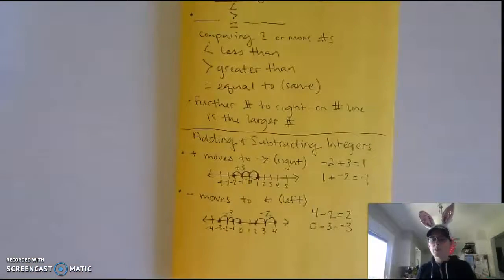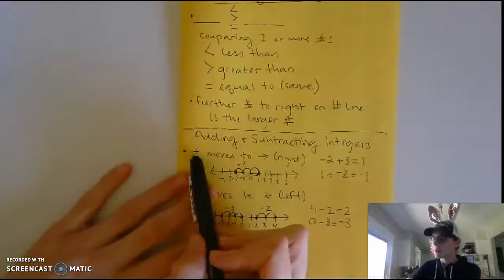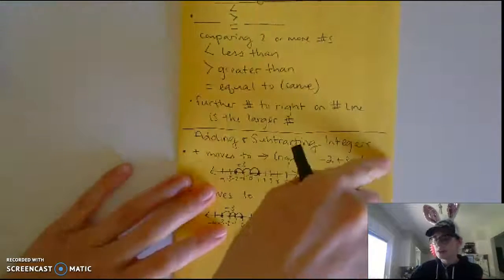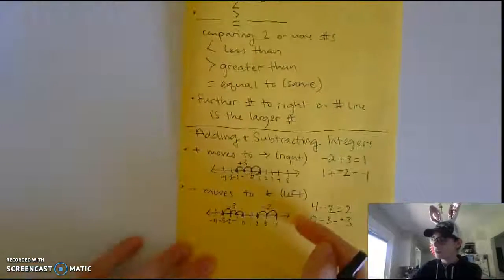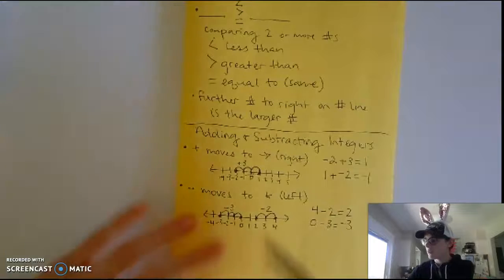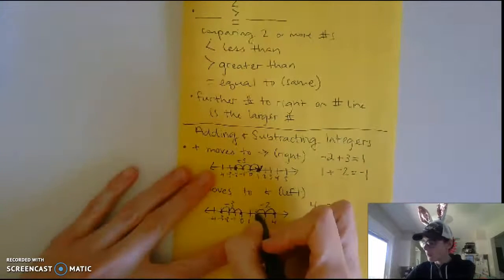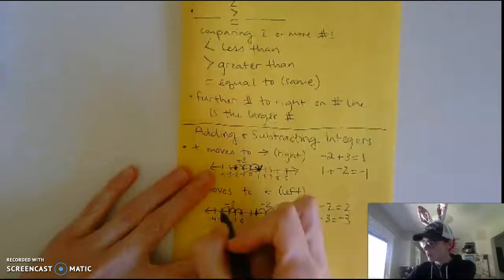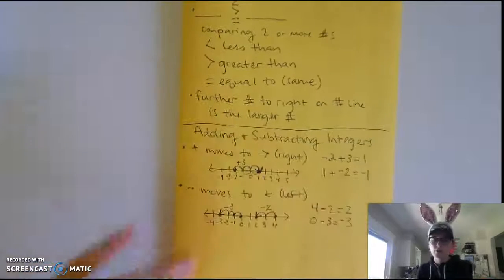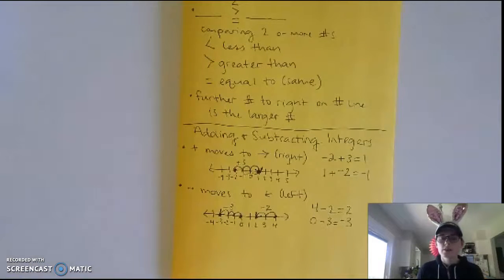And then just big things you need to remember. If I'm adding something, I'm moving to the right on the number line. And if I'm subtracting, I'm moving to the left. Okay, so I'm just going to add quickly some arrows on here so I can remember I was moving these directions.